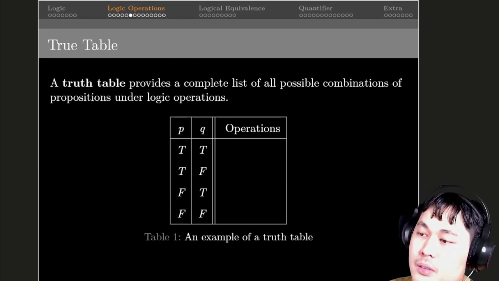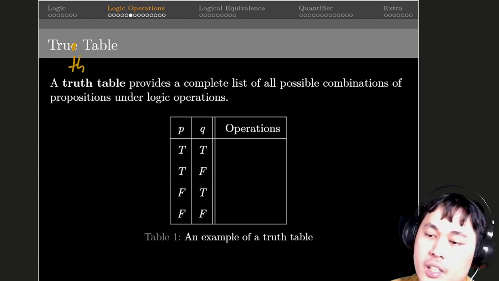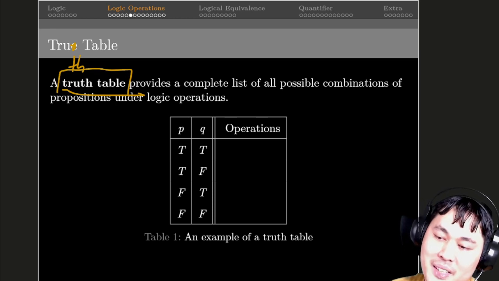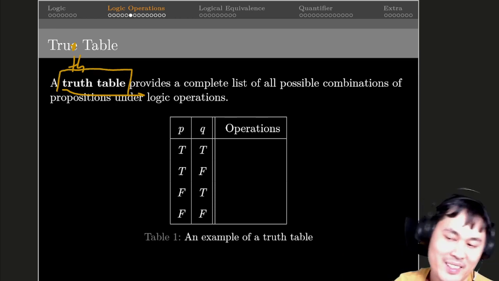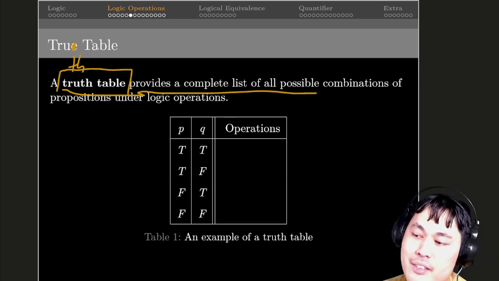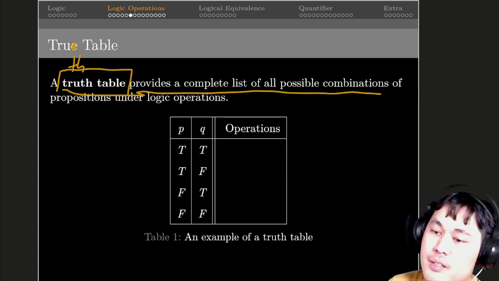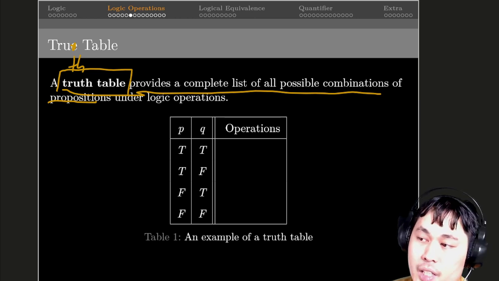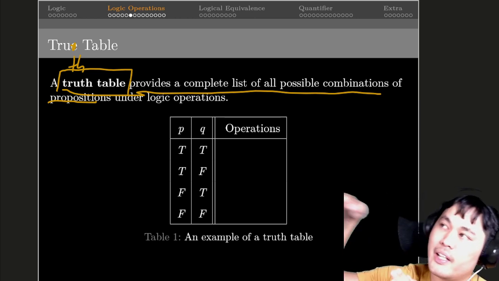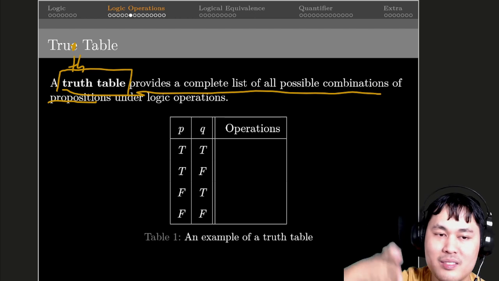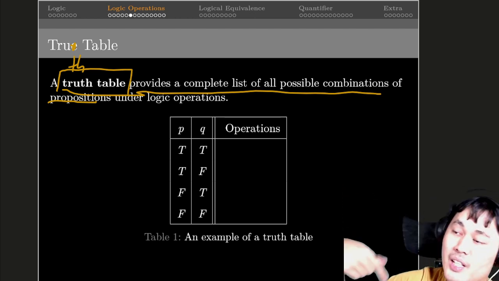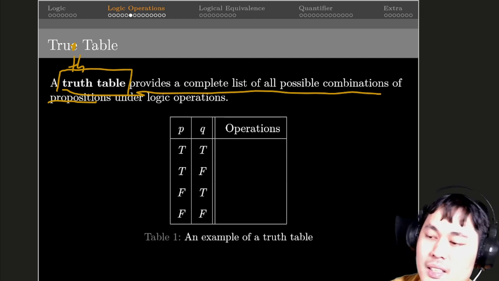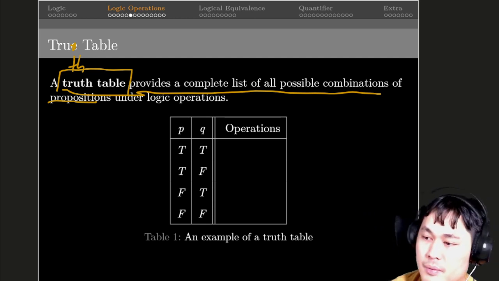That's a typo. It should be truth table. So a truth table is a table, of course. It's a table of truth, meaning that it provides a complete list of all possible combinations of propositions. It has everything you need, just like a multiplication table. If your numbers are 12 or smaller, then you can find all the possible products of two.